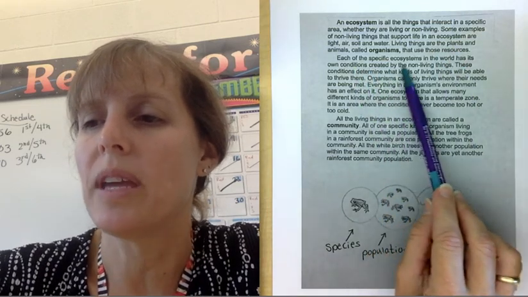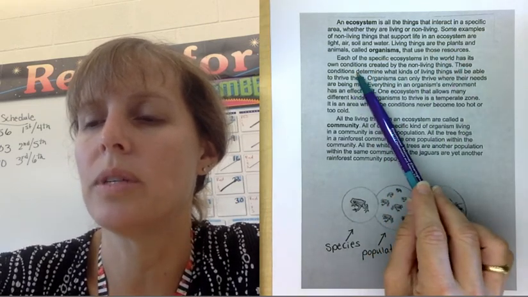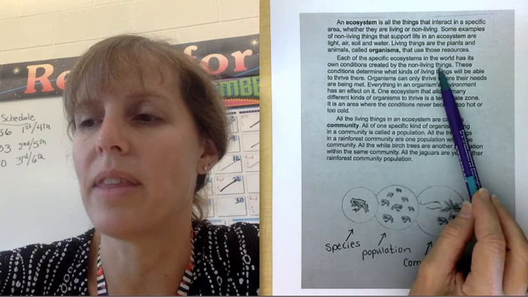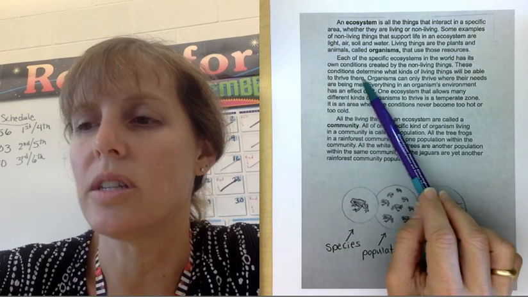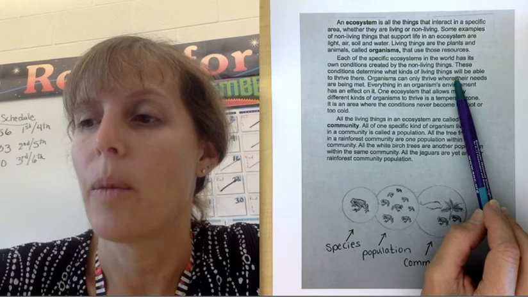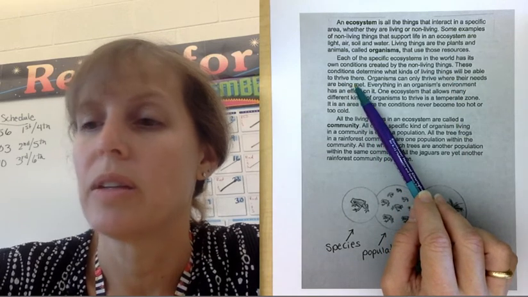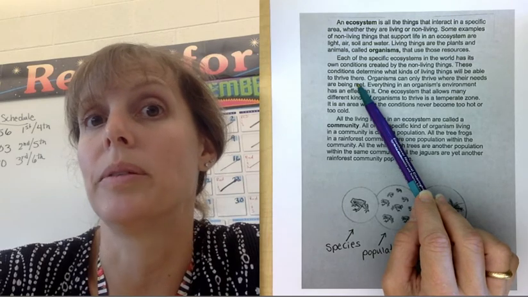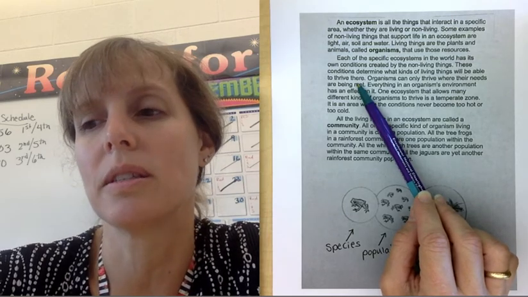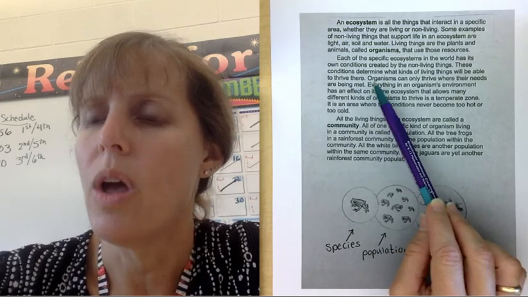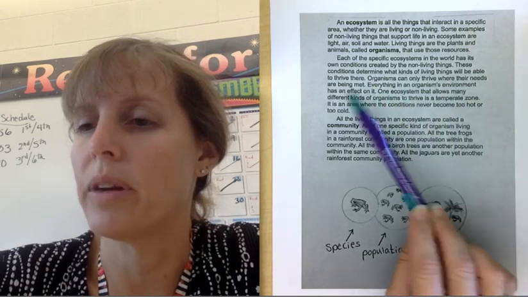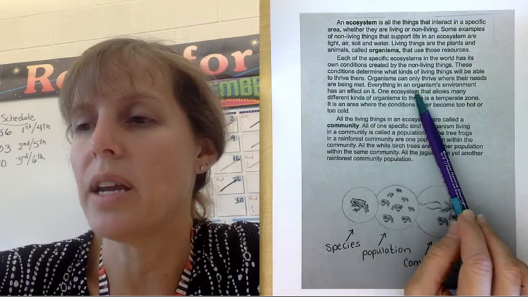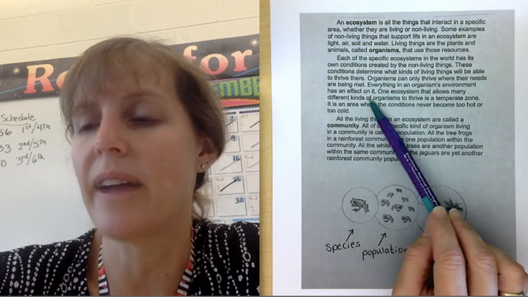Each of the specific ecosystems in the world has its own conditions created by the non-living things. These conditions determine what kinds of living things will be able to thrive there. So the longer things can live there, the longer they have to be able to reproduce in order to keep their species alive. Organisms can only thrive where their needs are being met. Everything in an organism's environment has an effect on it.